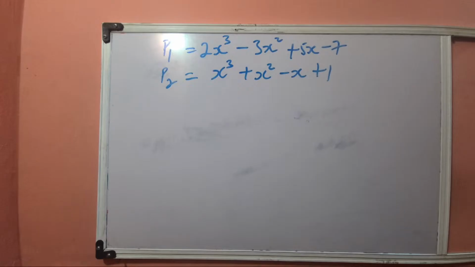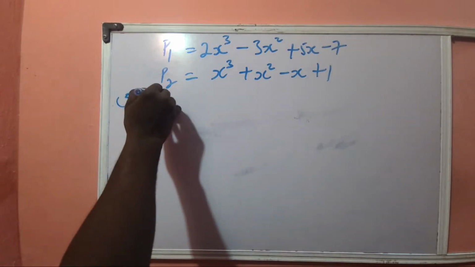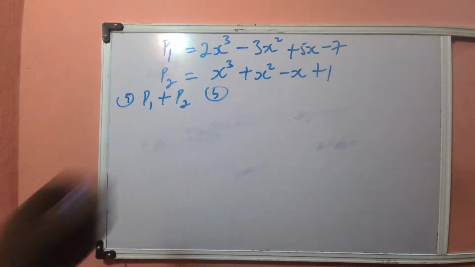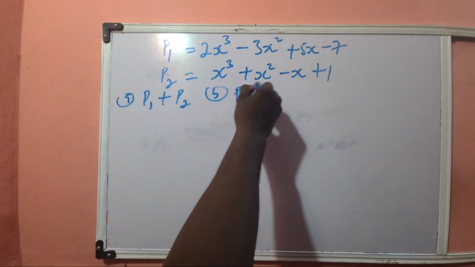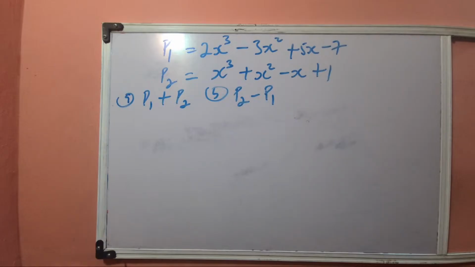All right, so we have basically these two polynomials, and we want to perform the very first operation, and that's the addition of polynomials. So these are the questions we want to answer for this particular question. Question number A, we want to find P1 plus P2. Question number B, we want to find P2 minus P1. That will be the subtraction of polynomials. And question number C, we want to find 2P1 minus 3P2.